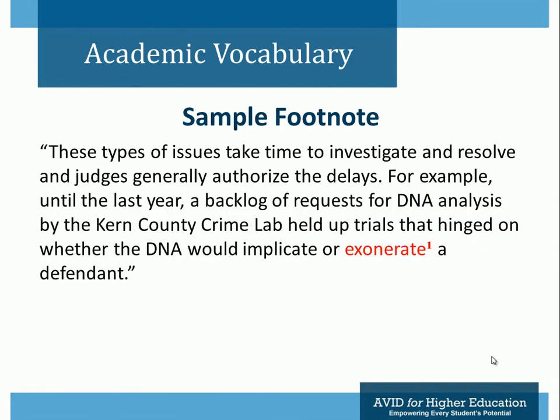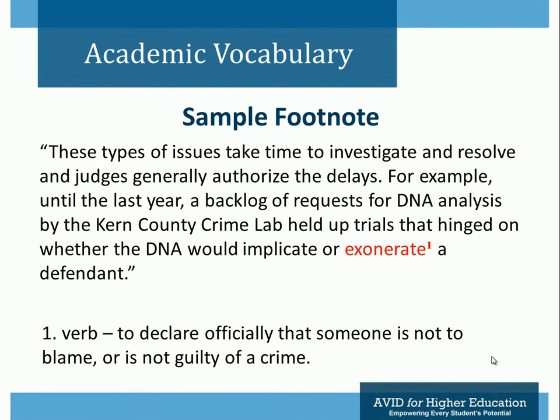For example, if the word is exonerate, you should write a number at the top right corner of the word. If it is the first unfamiliar word, write the number 1 next to the word. Then, at the bottom of the page, write the number 1 next to the definition, such as: 1. Verb, to declare officially that someone is not to blame or is not guilty of a crime. You should then use the number 2 for the next word and so on.